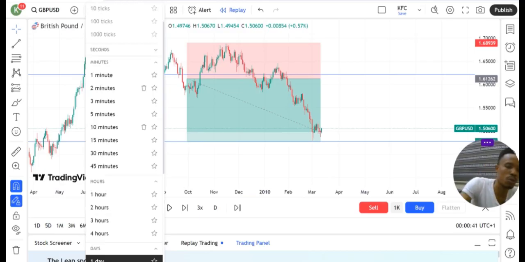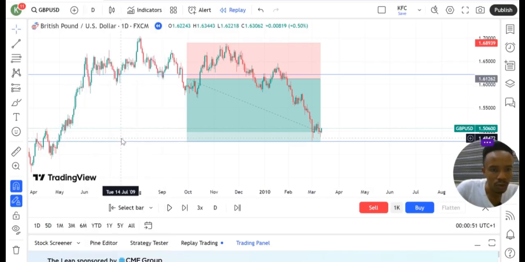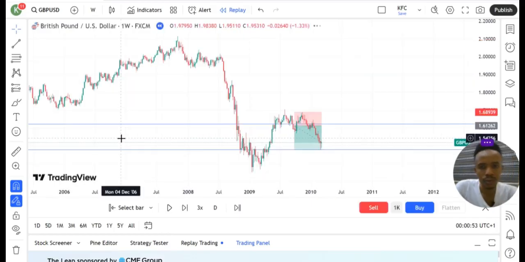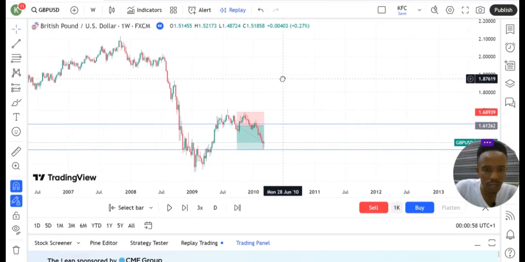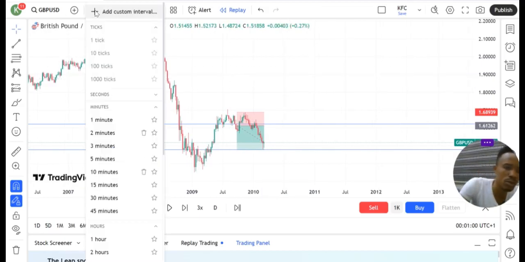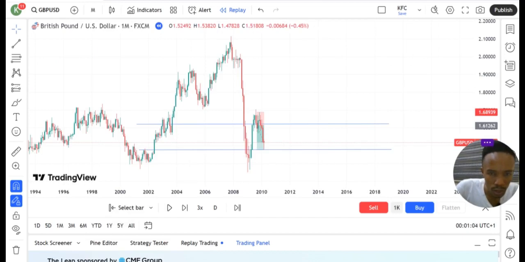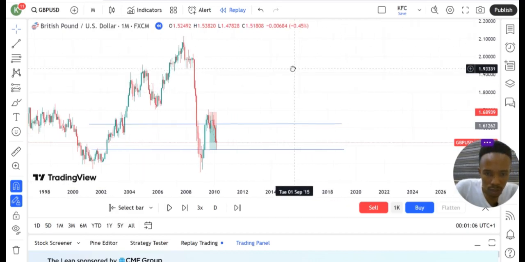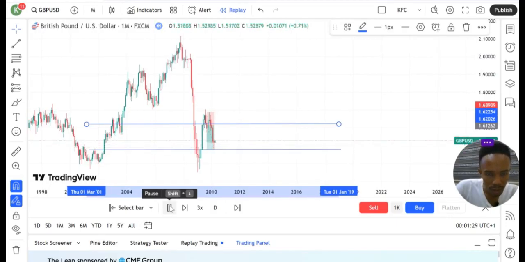Let's go back to the 1 week time frame again. Is it 1 week now? From this time frame, no, I think it's 1 month. 1 month time frame. Okay, yeah. So let's pick another candle quickly and repeat the same thing.